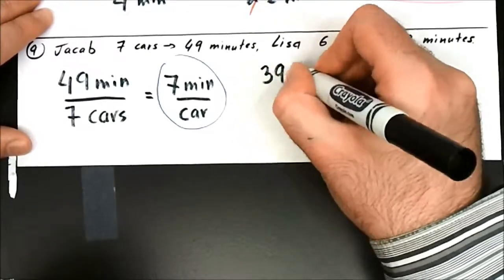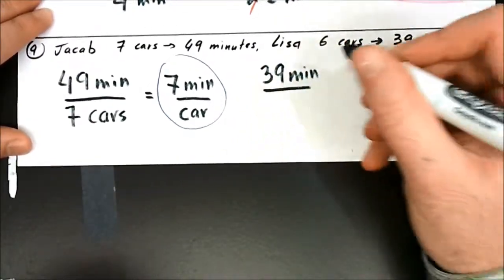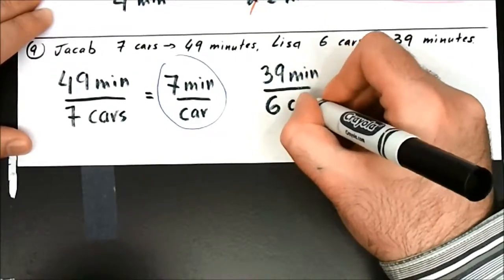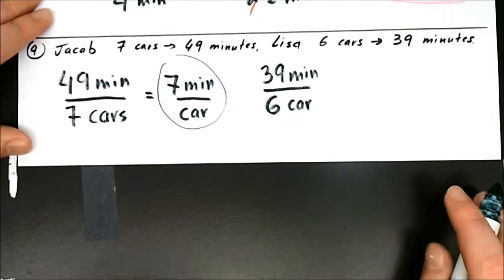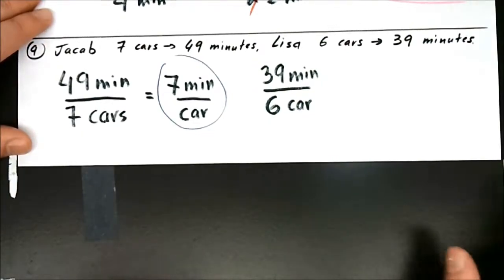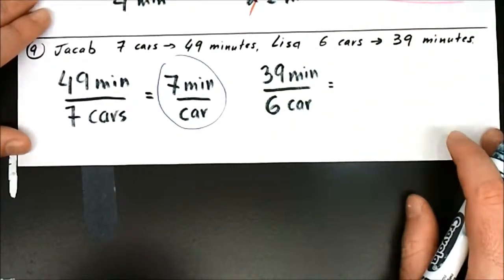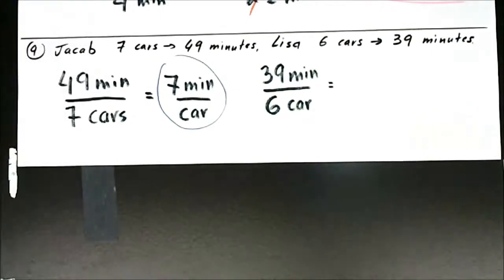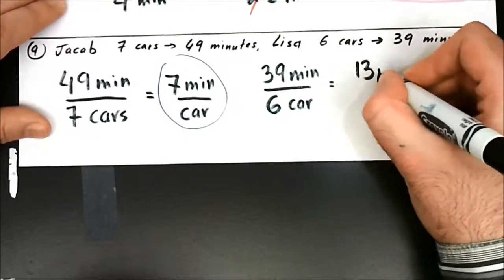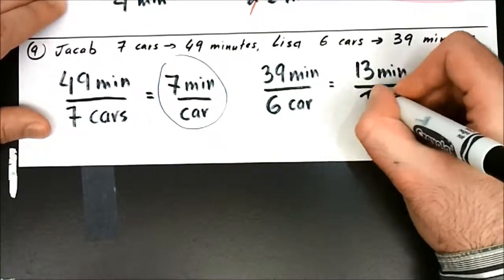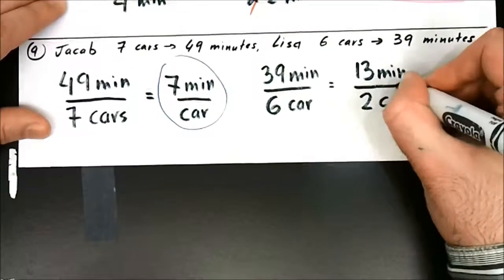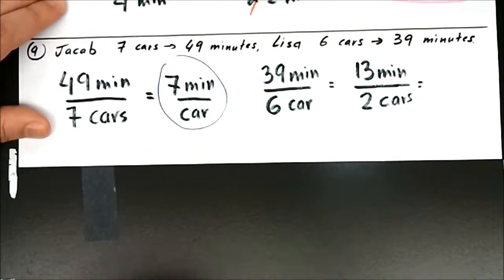39 minutes over 6 cars. All right. Now 39 and 6 doesn't go into 39 evenly. But what can I cancel out from both 39 and 6? If you said a 3, I totally agree with you. Because 39 is 3 times 13, and 6 is 3 times 2. This gives me 13 minutes over 2 cars. Still not a unit rate. What do I do next?